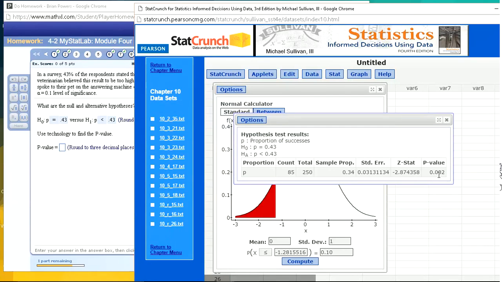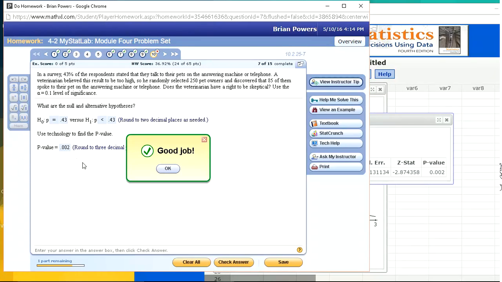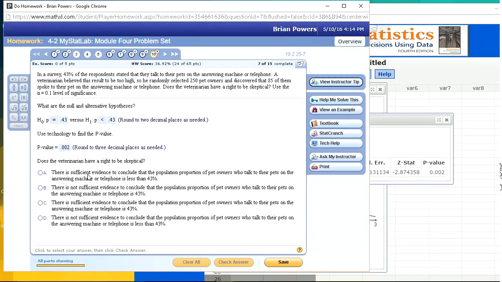So we have a 0.002 compared to an alpha level 0.1. 0.002 is way less than 0.1. So there is sufficient evidence to reject the null and go with the alternative. That is, that the proportion is less than. So that's A. There is sufficient evidence that the proportion is less than 43%. Okay.